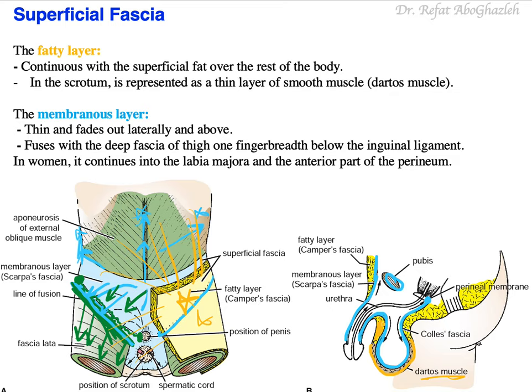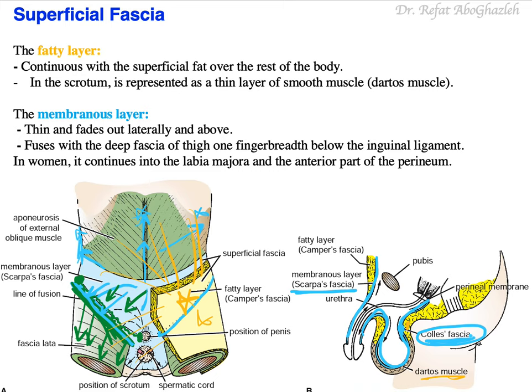So the fatty layer of the scrotum is replaced by a muscle here, known as the dartos muscle. And guys, as you see here, the membranous layer continues around the penis and around the scrotum until it reaches the perineal area. The membranous layer around the scrotum is called Colles' fascia. It's the same as Scarpa's fascia, but around the scrotum they give it another name, Colles' fascia.